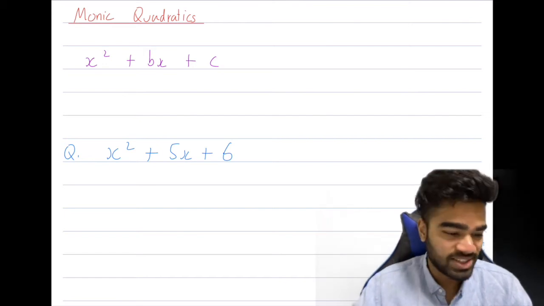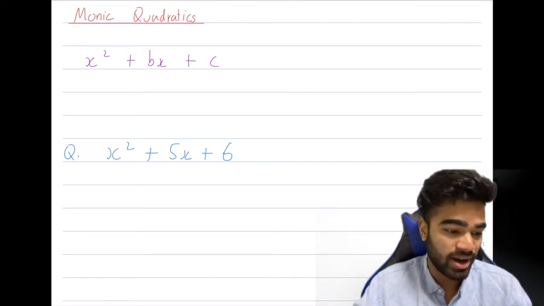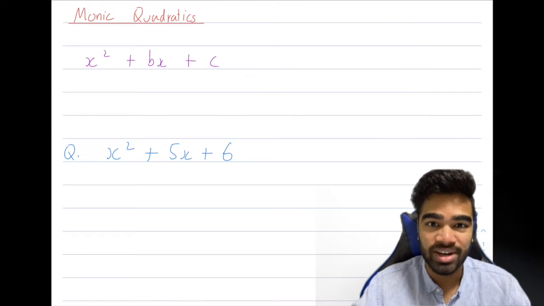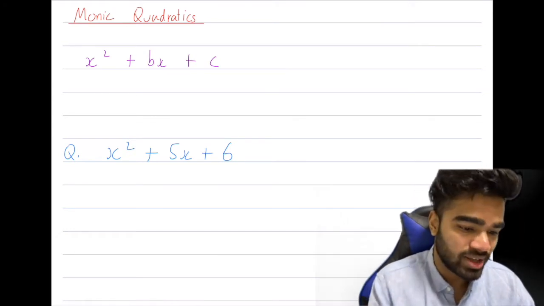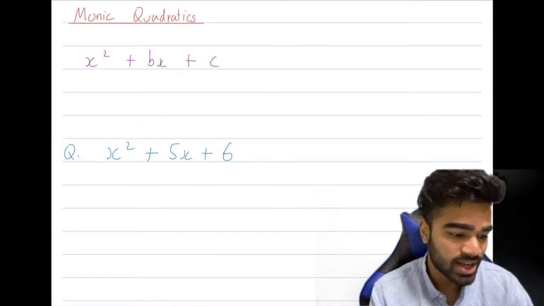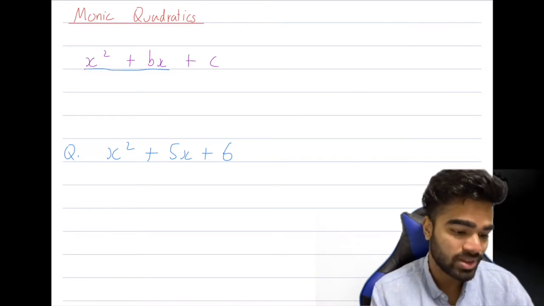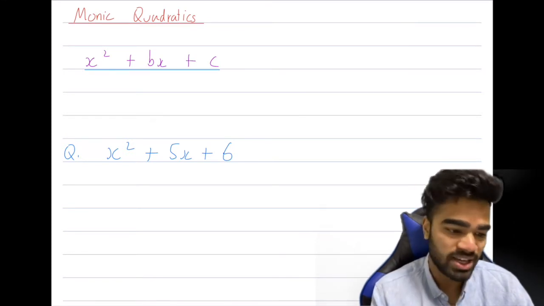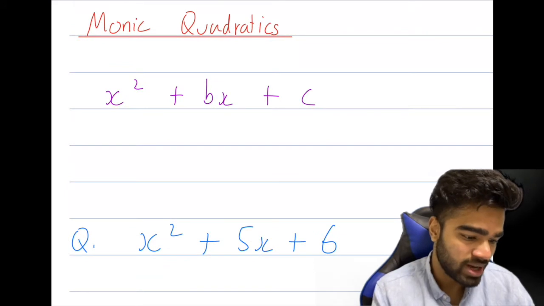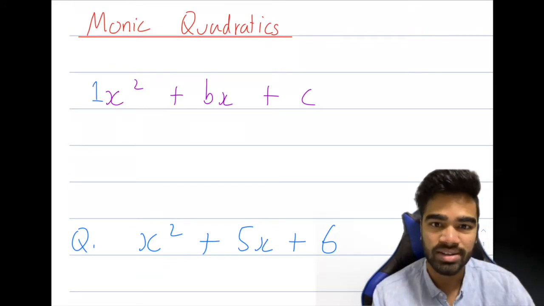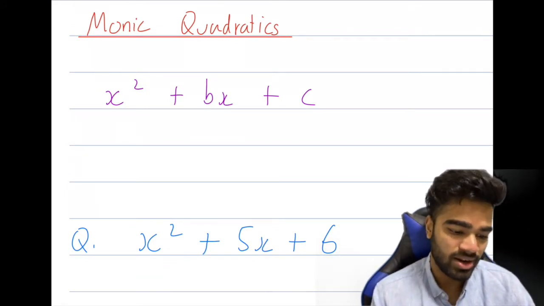Alright, welcome to the next lesson, and in this lesson we're going to be talking about how to factorize monic quadratics. So what are monic quadratics? Any quadratics, any x squared functions, that have this form: x squared plus bx plus c, where the coefficient of x squared, the number in front of x squared, is just 1. There's a 1 there. So we're going to learn how to factorize these.